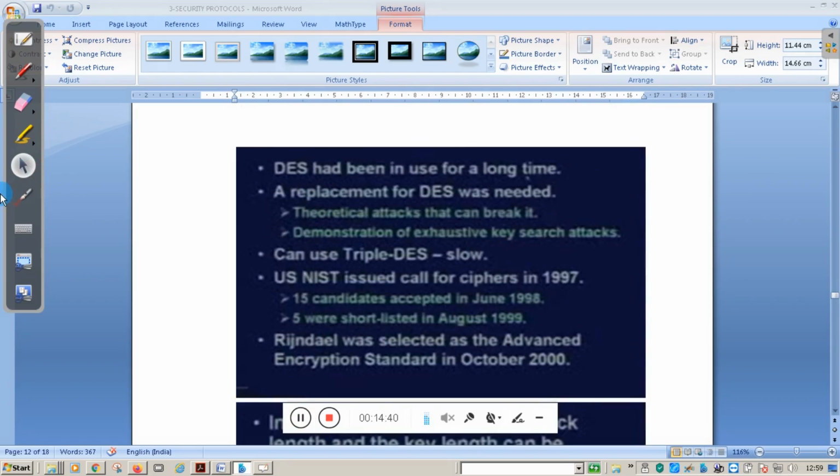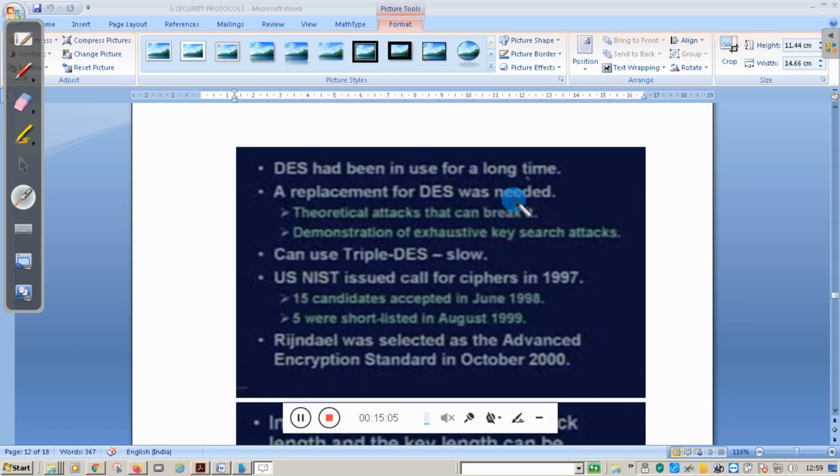So DES had been in use for a long time. A replacement of DES was needed. Why? First of all, DES makes use of a 56 bit key that is not sufficient to provide security for present day financial transactions. So in order to overcome this, they came up with triple DES.